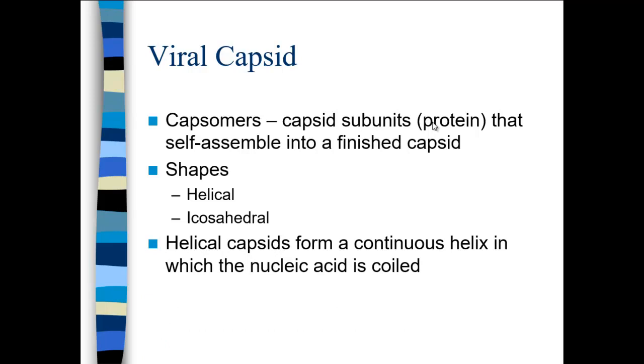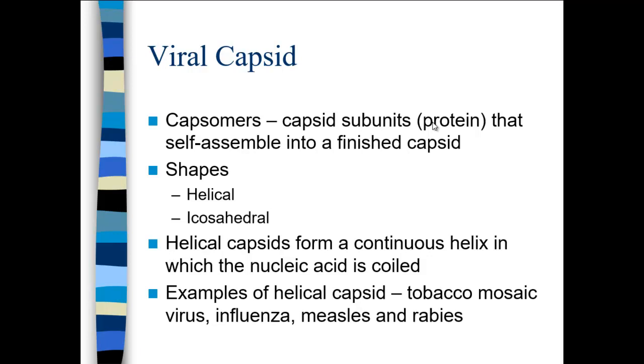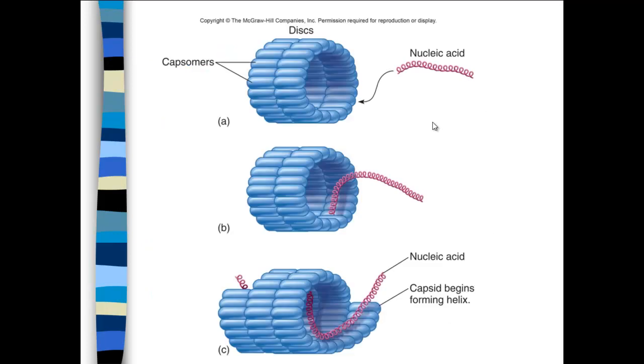Helical capsids, like I said, form a continuous helix, and the nucleic acid is coiled in the helix. Helical capsids, this would be like tobacco mosaic virus, which kills tobacco, influenza, measles, and rabies. A helical capsid looks like this, and the capsomers are those small things that look like capsules, like a Dristan capsule, looks like medicine. As the capsomers assemble, they protect the nucleic acid on the inside, and the capsomers then develop a full capsid that protects the entire nucleic acid.